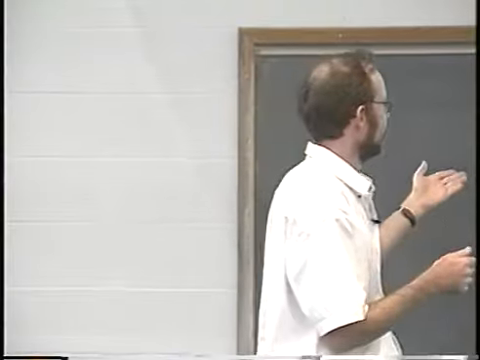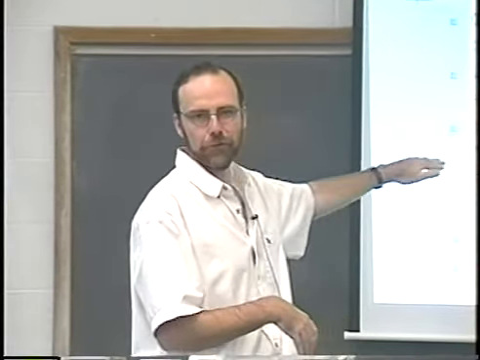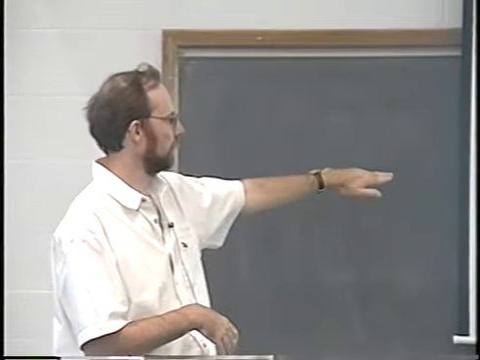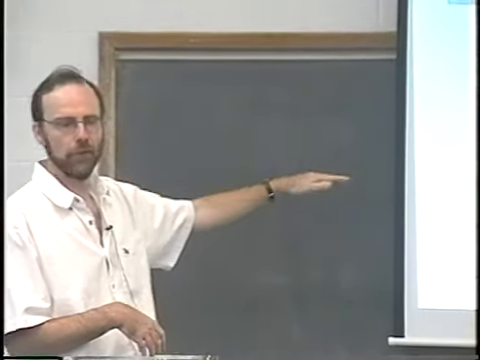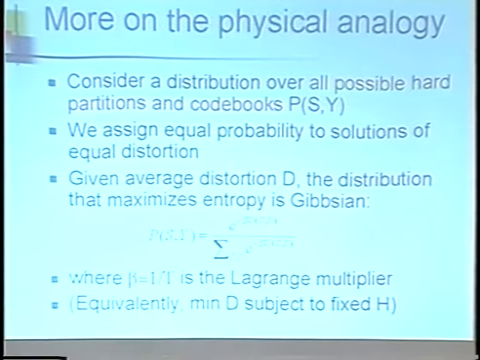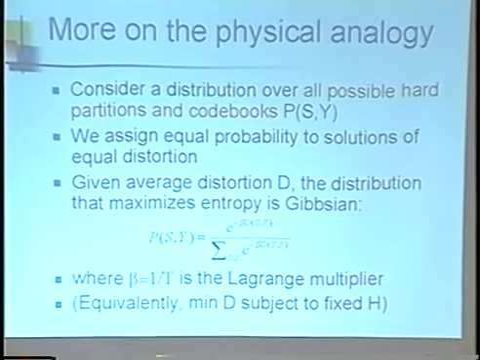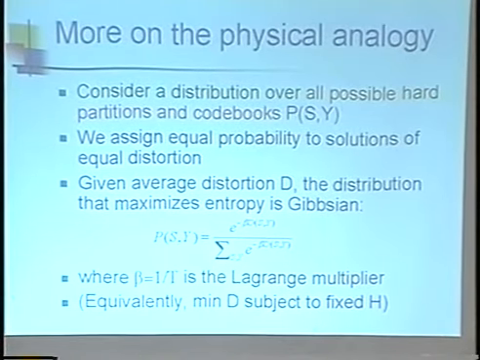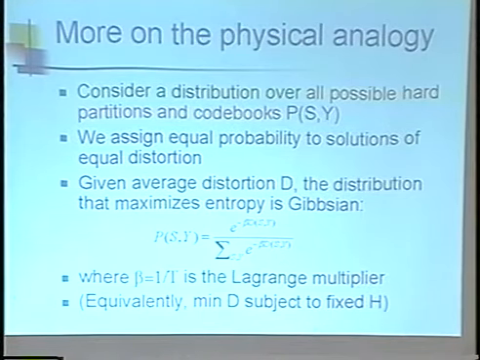Once you do that, you can very easily find that your distribution over all possible hard solutions is the Gibbs distribution that's written there. That's over all possible choices of partitions and codebooks. This can be obtained by using maximum entropy one way: assume that you have an average distortion, and you get a Gibbs distribution as the maximum entropy distribution over all solutions. Or alternatively, you can say the opposite: let's fix the entropy and try to minimize the expected distortion. You just get the same thing. It's Lagrangian. We're just switching the Lagrange multiplier from one side to the other, and we typically use beta for one and T for the other. But otherwise, it's the same thing.